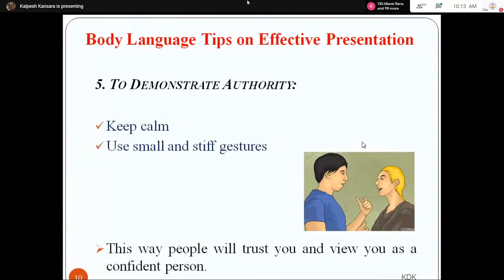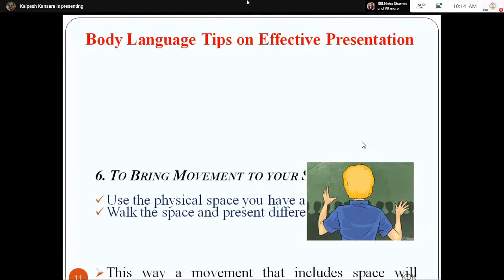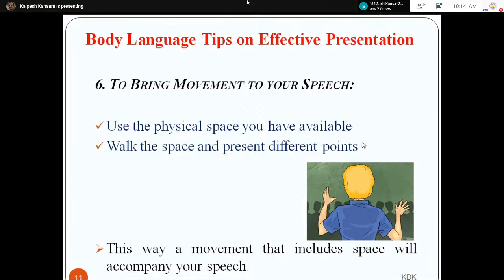Further, to demonstrate authority, what you should do, that you are the speaker and people are there to listen to you. That authoritative attitude should be there. Before that, you need to be calm. Use small and stiff gestures. You can use your hand and fingers to demonstrate your authority, the index finger, obviously, or the thumb. These are the gestures which express your authority. And this way, people will have trust in you, and you will be viewed as a very confident person.